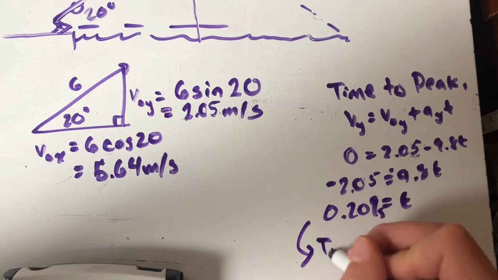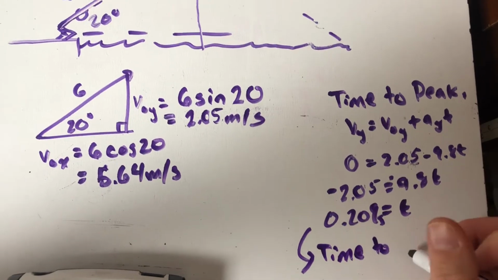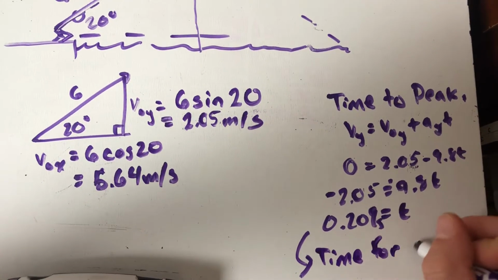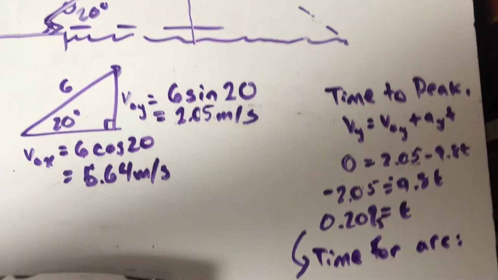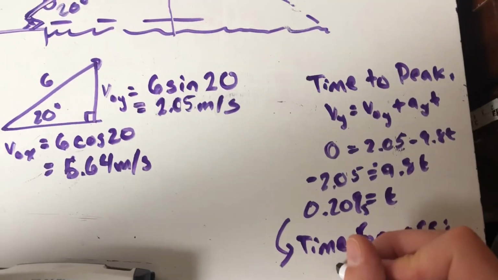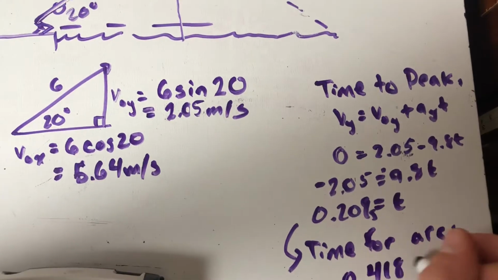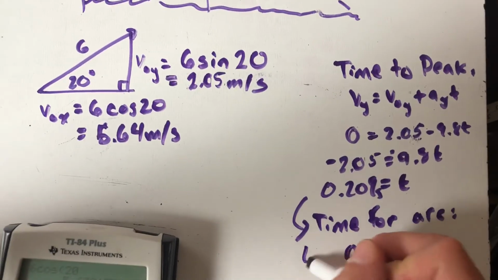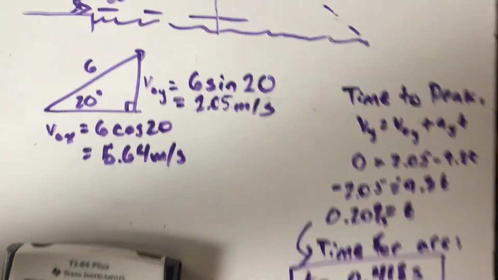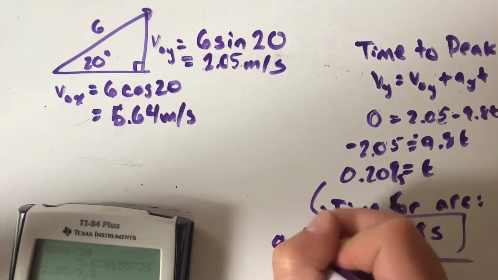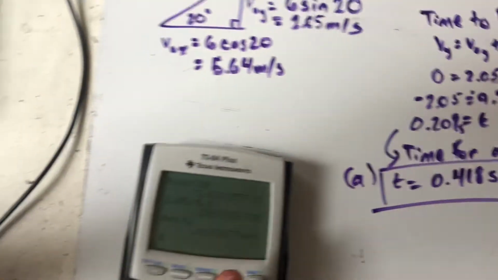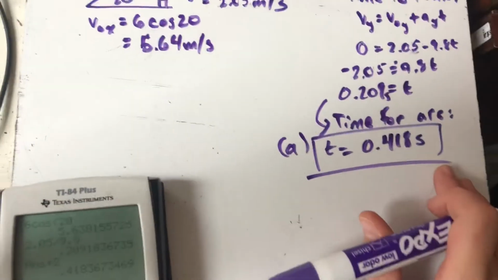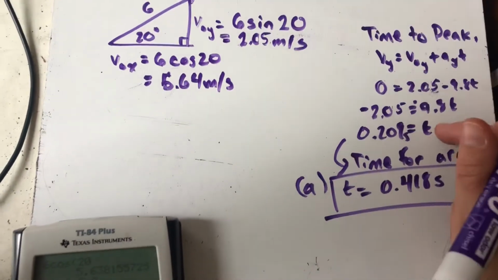Double that, the time for the arc is 0.418 seconds. So that's the total time the diver's in the air. And check it out, that's one of our answers. That's the answer to A. We can then use this answer to answer C, and we can use this answer to answer B.